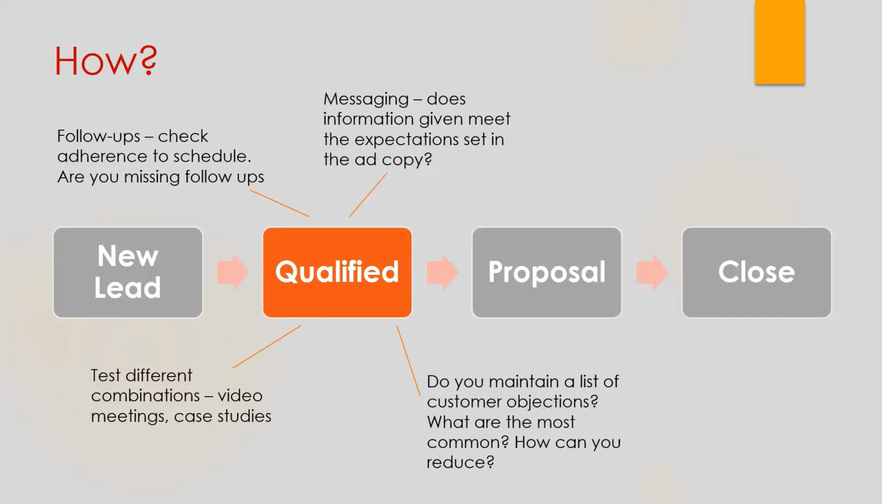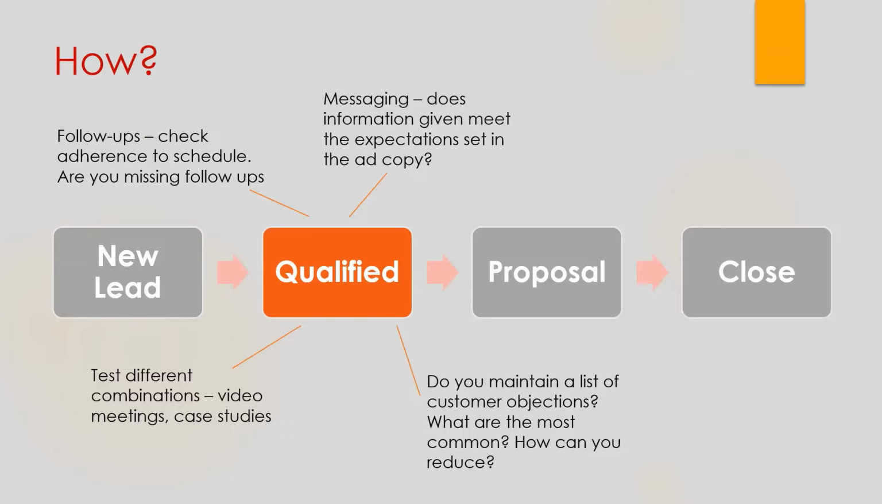Then look at the messaging. The information that you give to the customers at this stage, is that meeting the expectations set in the ad copy? When the customer fills up an inquiry form or comes to you, they come with an expectation that has been built based on the information in your online ad, on a landing page, on a brochure, or maybe a referral given to the customer. So the information that you now give to the customer in the second stage, is that meeting the expectations that were earlier set in the ad copy? How can you improve that?